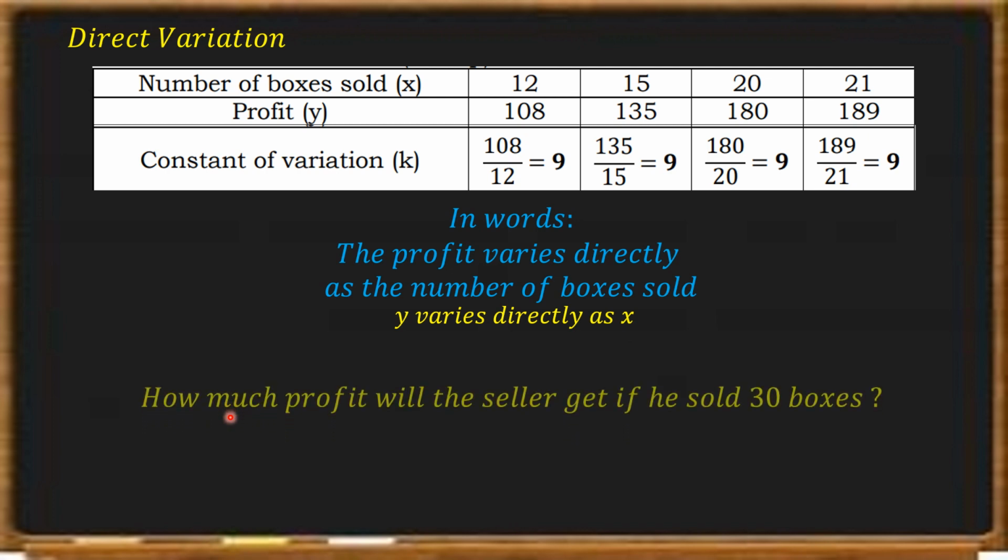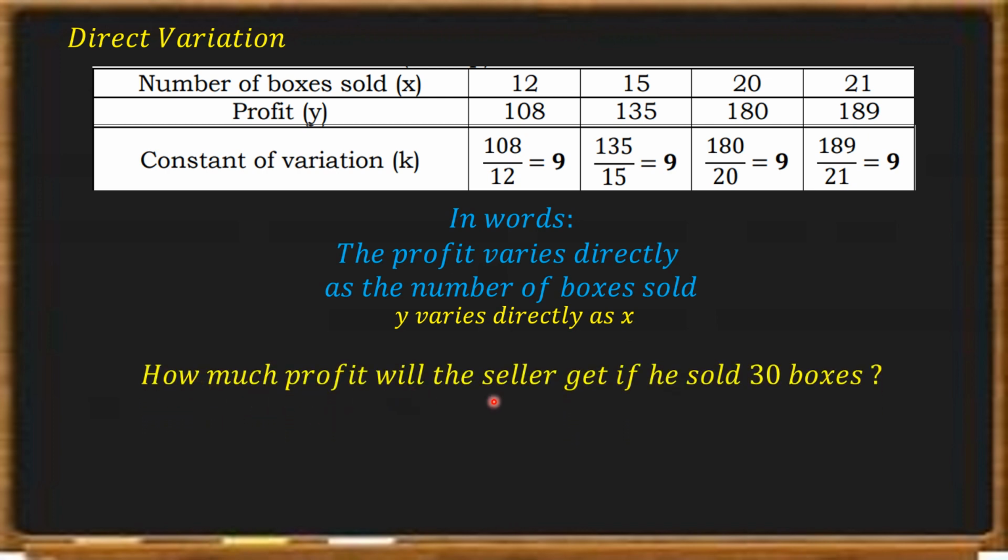Okay? So, what if you are asked to find something? How much profit will the seller get if he sold 30 boxes? The 30 is not in the table here. The highest is 21. So, what is the profit when it is 30? Next here is 30. So, we will solve for Y given X, 30 boxes. So, we will use an equation. When it is direct variation, Y is equal to K times X. When it is direct, it is the product of the constant and the other quantity. This is our constant times the other quantity, which is X. So, this is our direct variation.